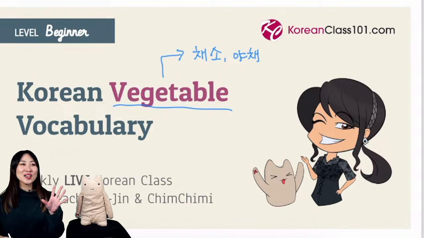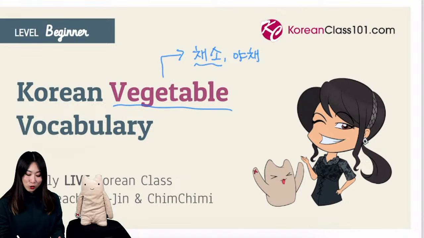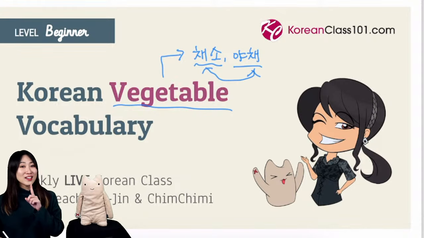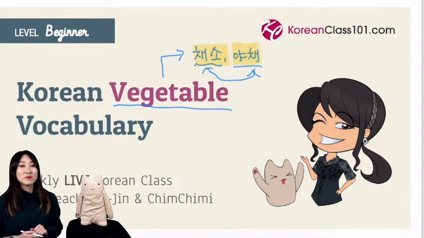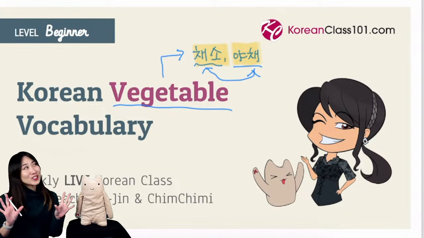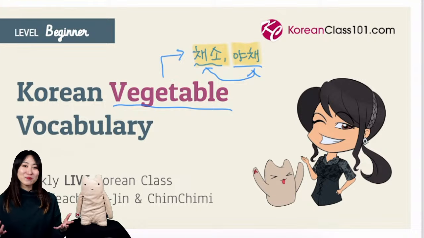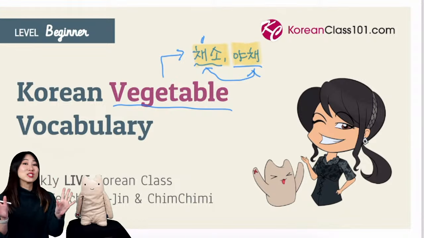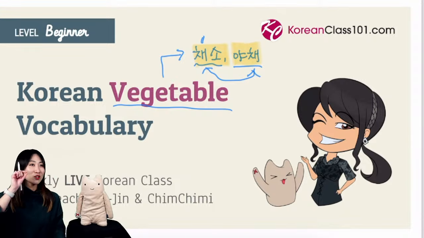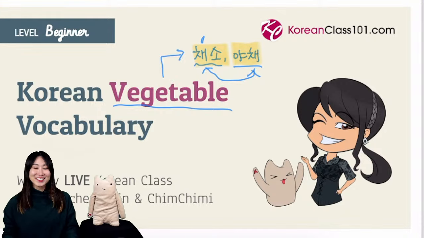So there are two different words, 채소 and 야채. Most Korean people use these two words interchangeably. You can use anything you want. But theoretically, 채소 means cultivated vegetables, and 야채 means vegetables from the wild field, or just wild vegetables. But we don't eat the wild vegetables anymore, right? Because we grow it intentionally, so theoretically we are having 채소, but again it's used interchangeably, so either is okay. So 채소, 야채 means vegetables. It's exactly the same thing.